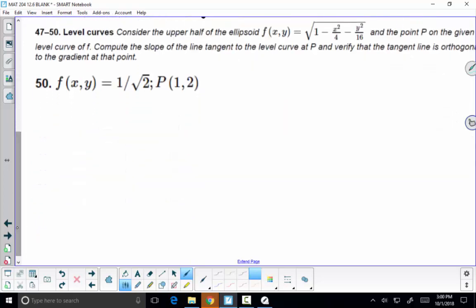So let's do another one like this. Consider the upper half of the ellipsoid. What do we call it, semi-ellipsoid? Hemi-ellipsoid? The upper half of the ellipsoid. We'll just call it a hemi.